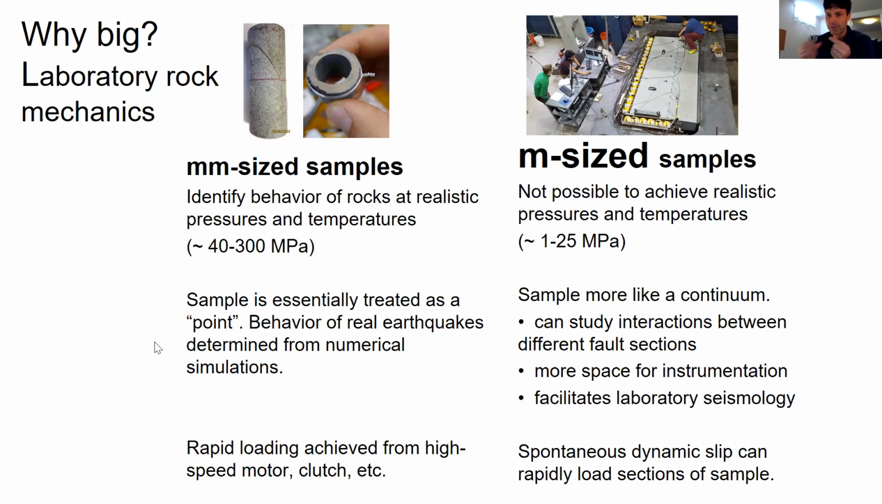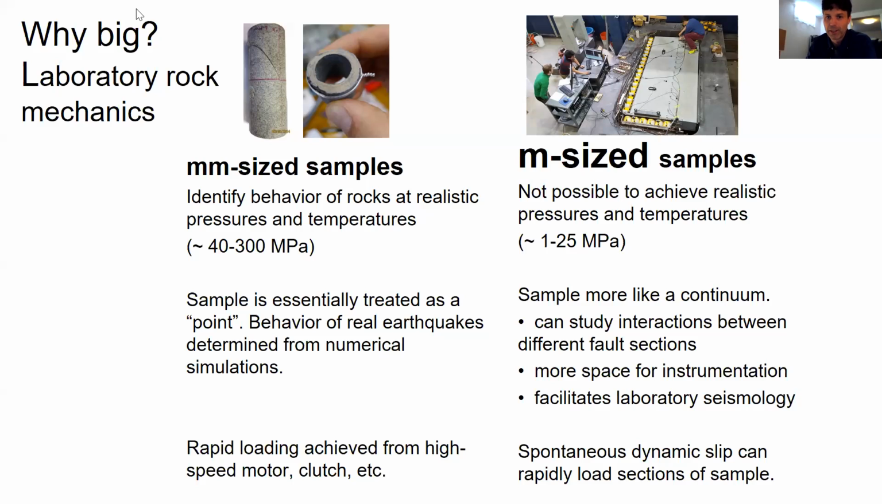But the issue with the small sample is that because rocks are kind of stiff, it behaves as one point. It's one point on a fault that it either is slipping or it's not slipping, and you can measure the friction, but it's just a single point. And if you want to get that rock to slip really fast, and we think that when earthquakes occur the faults slip very fast, you really have to load it with a motor or a fast acting clutch or something in order to get it up to those high slip rates.